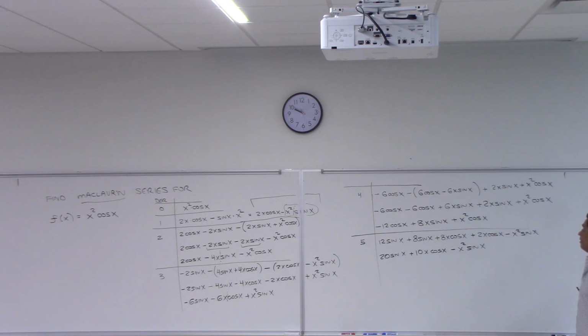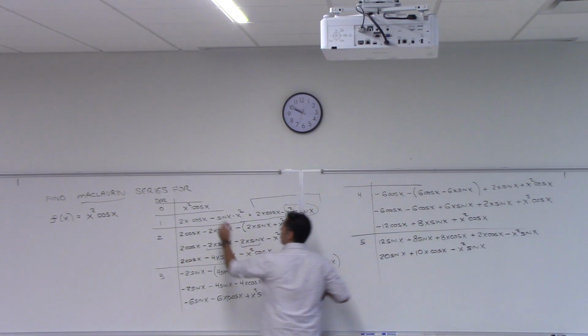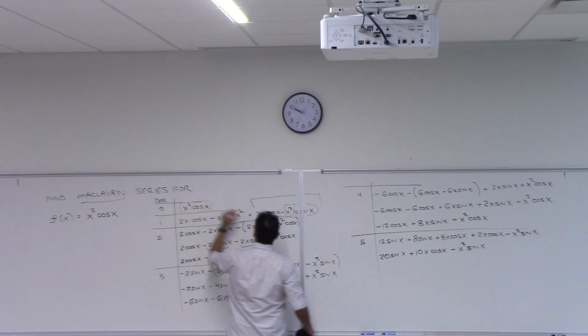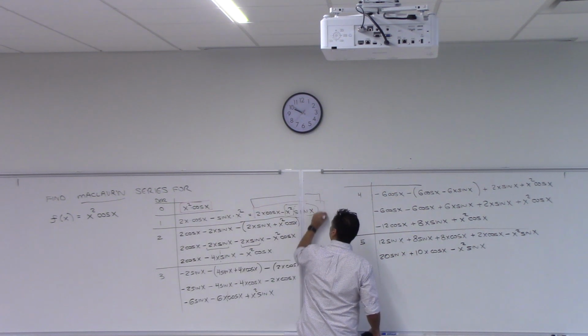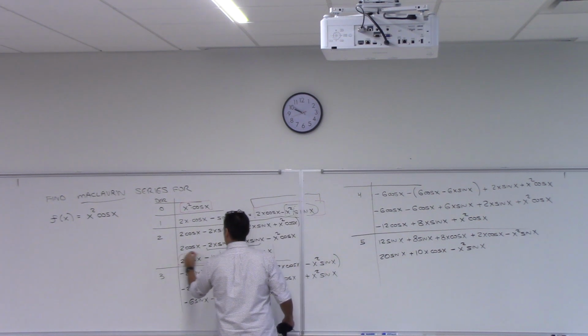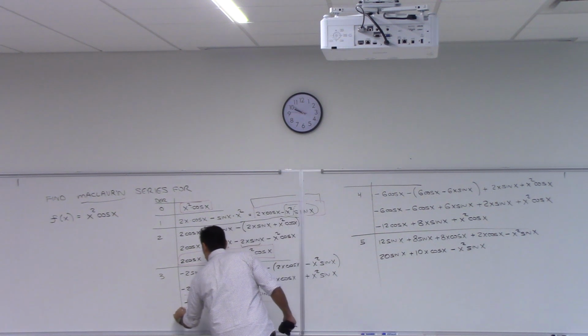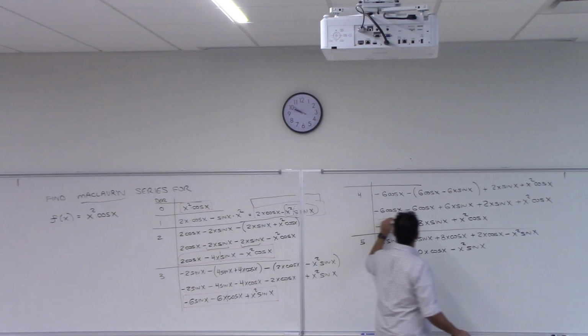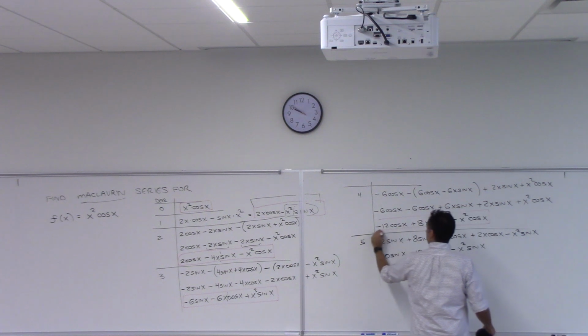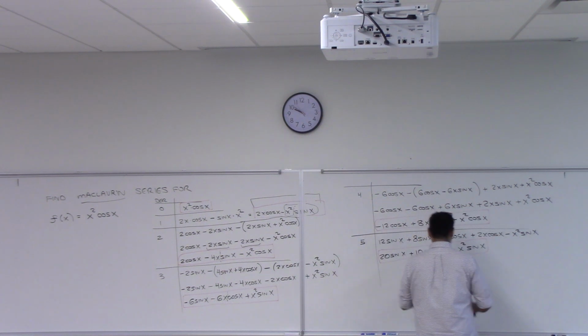Let's just see if we could guess what the nth one is. Let me box the ones that are our answers. So here's the 0th derivative. Here's the first derivative. Here's the second derivative. Here's the third derivative. Here's the fourth derivative. And here's the fifth derivative.